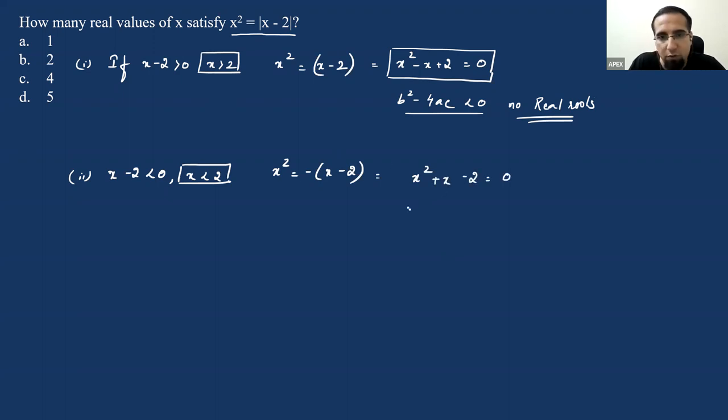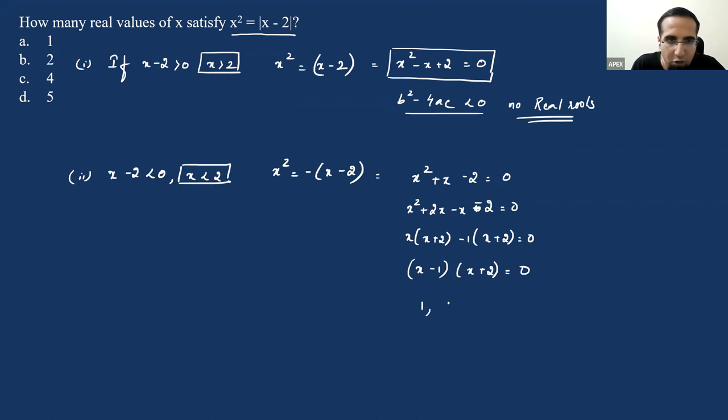minus 2 is equal to 0, which will give me x square plus 2x minus x minus 2 is equal to 0, x common x plus 2 minus 1 common, x plus 2 is equal to 0. So we have x minus 1 into x plus 2 is equal to 0. So what are the values of x? 1 comma minus 2 are the values of x.